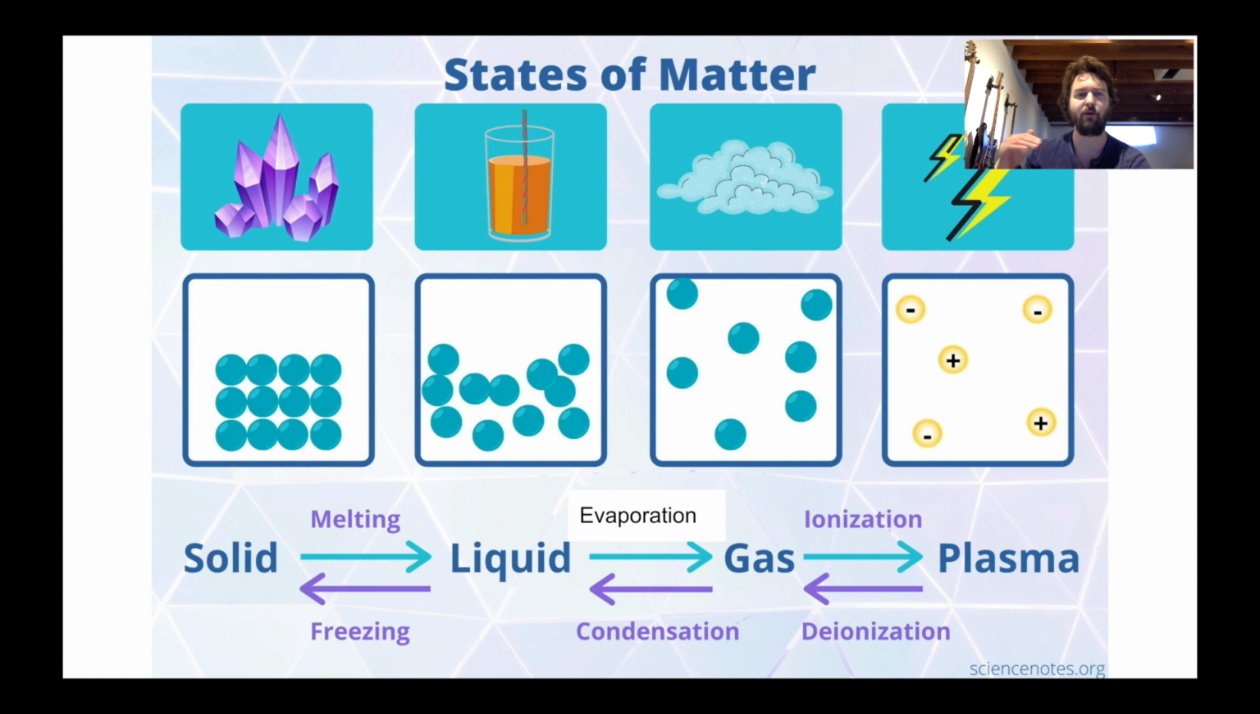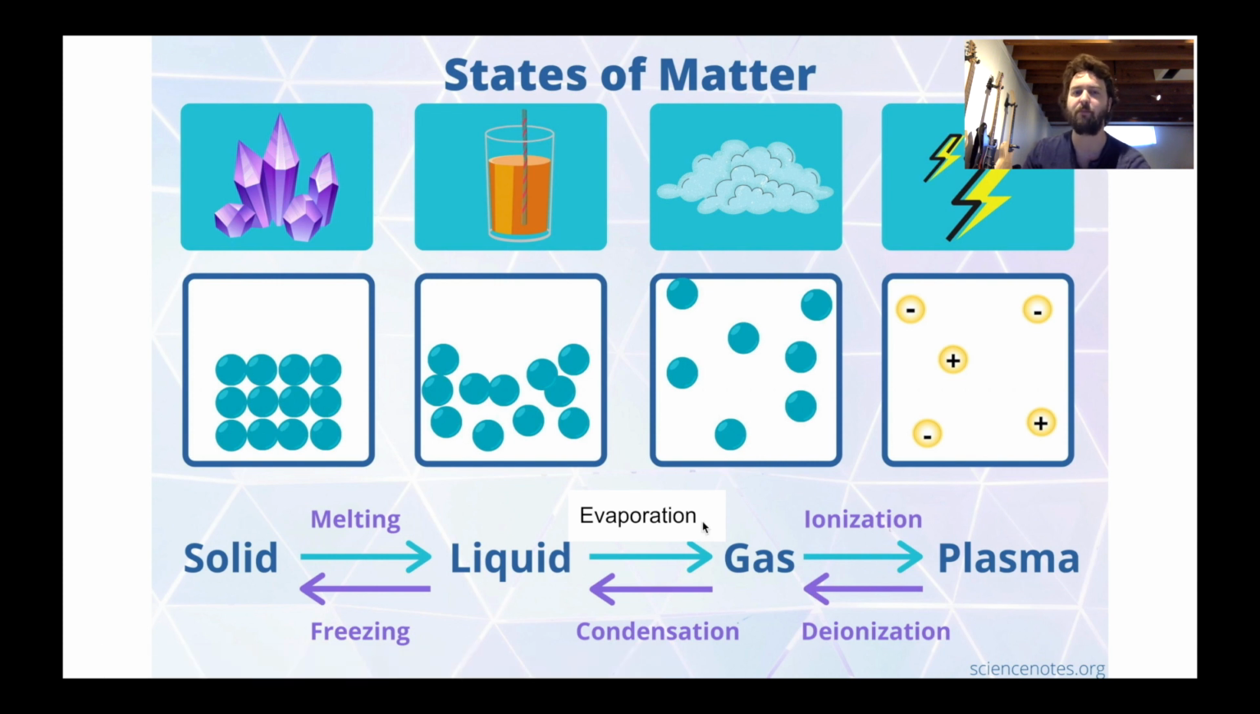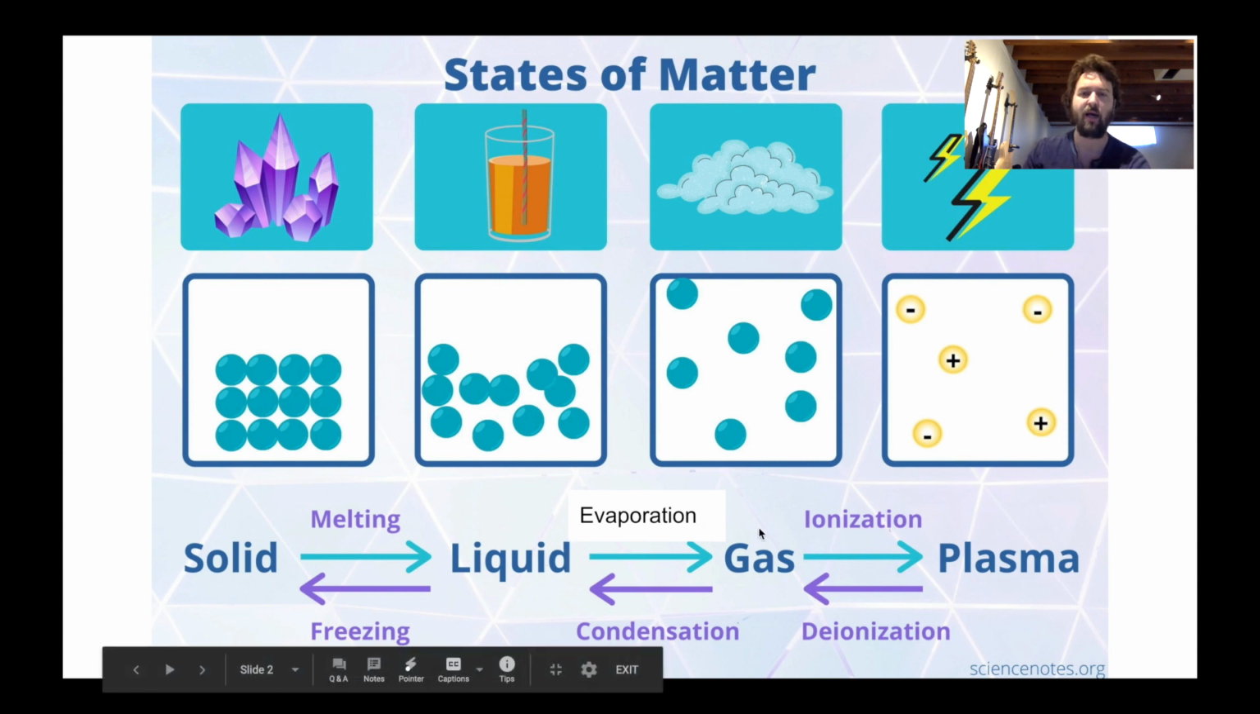So the particles in a liquid can slide around, but they stay really close together generally. Now, if you move from a liquid to a gas, we're going to call that evaporation. Okay, you could also call it boiling. But in general, we call it evaporation. And when a gas moves back into a liquid, we call it condensation.